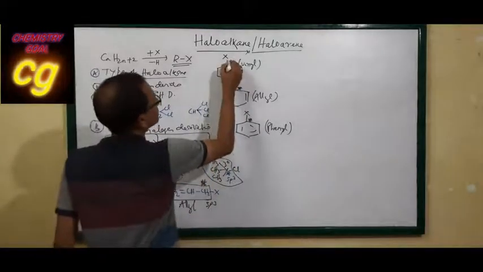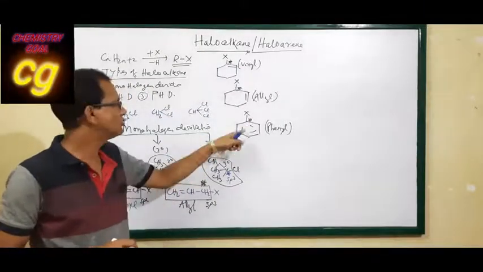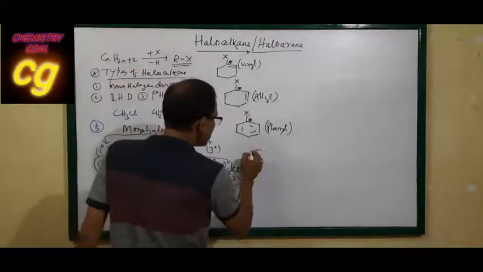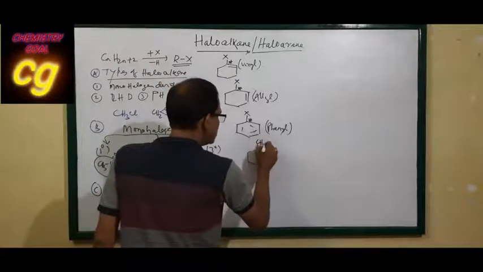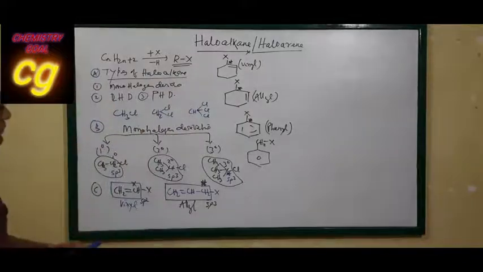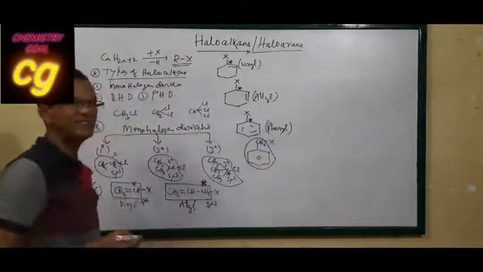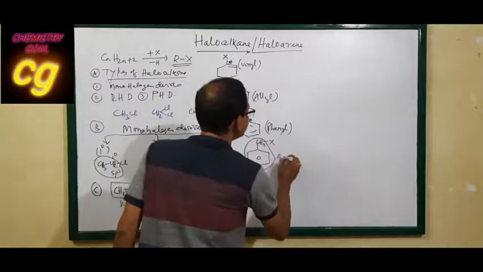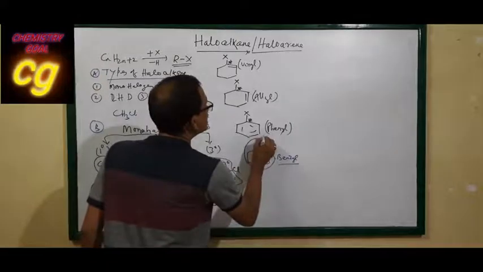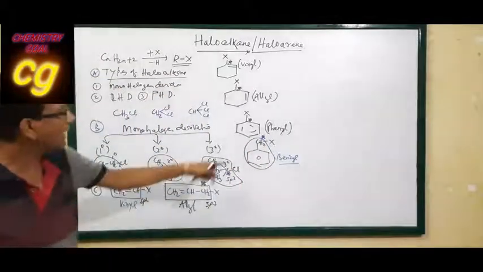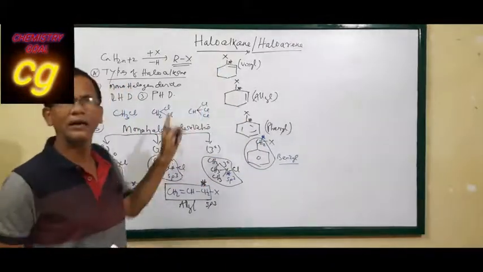This is your vinyl carbon. This is your phenyl carbon. This group is called phenyl. Already you know, so phenyl. And if you take an aromatic compound having X attached to this type of group, it is called benzyl. This group is called benzyl. Benzylic carbon. You can say this is benzylic. The group is called benzyl. The carbon is called benzylic, phenylic, allylic, vinylic, like this.